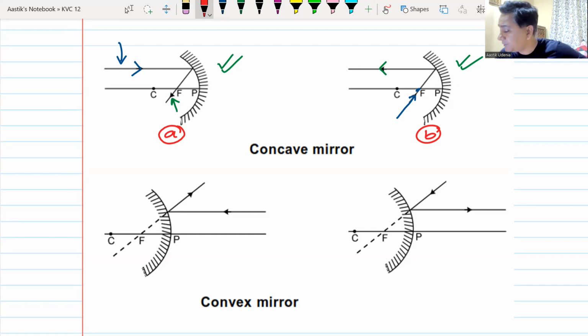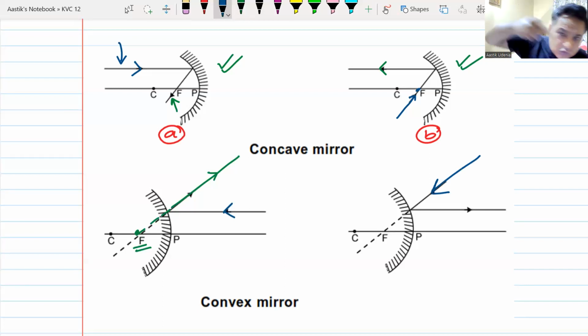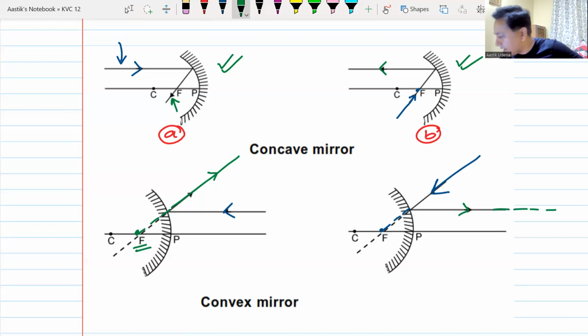What happens in case of a convex mirror? As you can see here, the incident rays are parallel to the principal axis. After reflection, they just go away like this. They actually do not come from the focus, but they appear to come from the focus. If I reverse this, that means a ray of light which is trying to go to the focus, but is not actually going to the focus, after reflection becomes parallel to the principal axis.